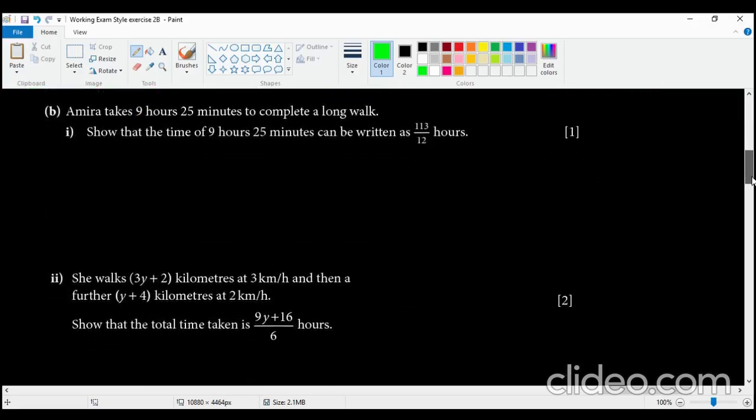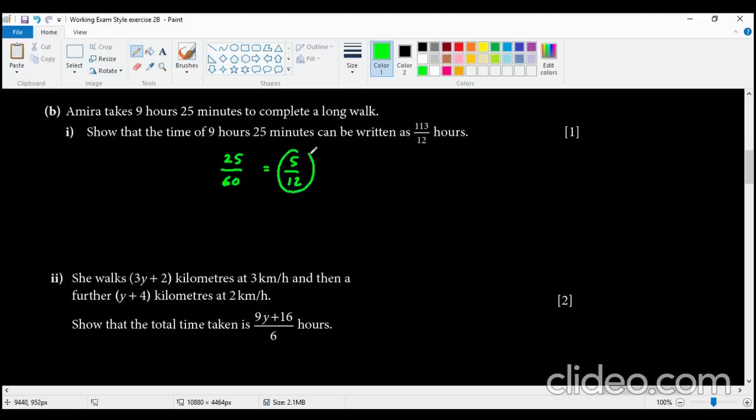Now question number 8, part B has 4 parts. In the first part, it says Amira takes 9 hours 25 minutes to complete a walk. Show that the time, 9 hours and 25 minutes, can be written in the form of 113 over 12 hours. Now we know very well that 25 is a part of 60 minutes. Reducing this is going to give us 5 over 12.